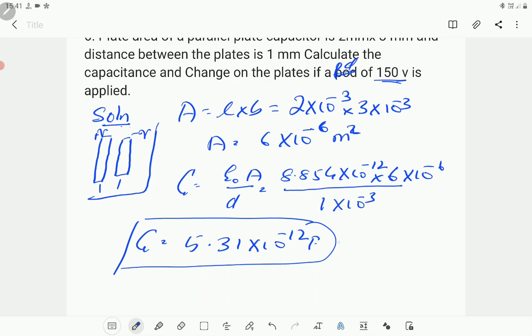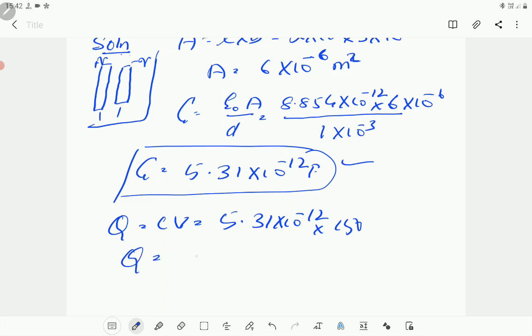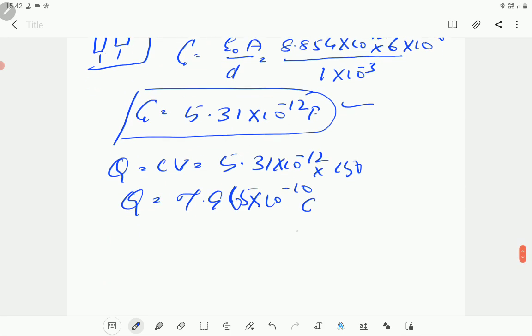Check this value once. The rest is same as the previous capacitance CV. The only difference is finding area separately here. 5.31 10 to the power minus 12 into 150. So the value of Q is coming around 7.965, he says, 10 power minus 10 coulomb. Unit of charge, or you can round it off.